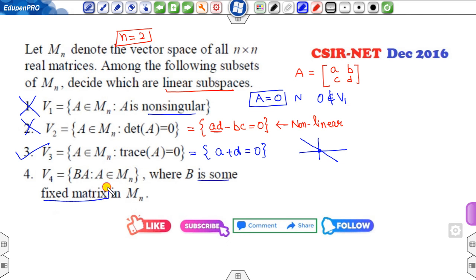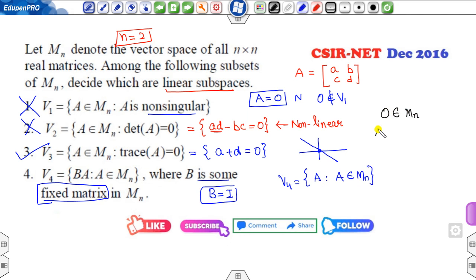B is some fixed matrix. I can choose B as the identity. Then your set is all A such that A belongs to Mn. Clearly 0 is part of Mn. If you choose any two elements of Mn, A plus B is also in Mn. Alpha times A is also in Mn. Yes, this is a subspace. So the right answers are C and D.